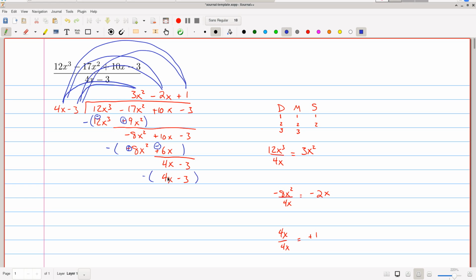When we distribute the minus sign through, it'll change our signs to negative and positive. Then when we combine like terms, the x's cancel and the 3's cancel, so we have a remainder of 0. So that means our answer is this quotient up on top. So our quotient is 3x squared minus 2x plus 1.